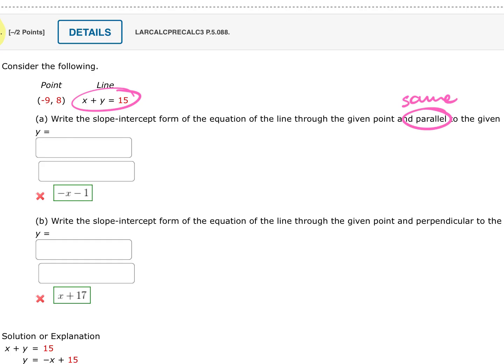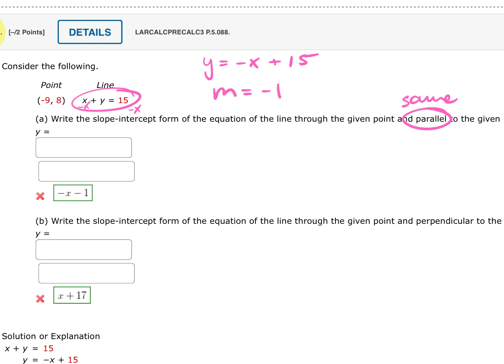So first thing we want to do is find the slope of the line that's given. How would we find the slope of this line? Put it into slope-intercept form so we can clearly identify the slope. So I'm going to move the x to the other side. So we get y equals negative x plus 15. What's our slope here? Negative 1.